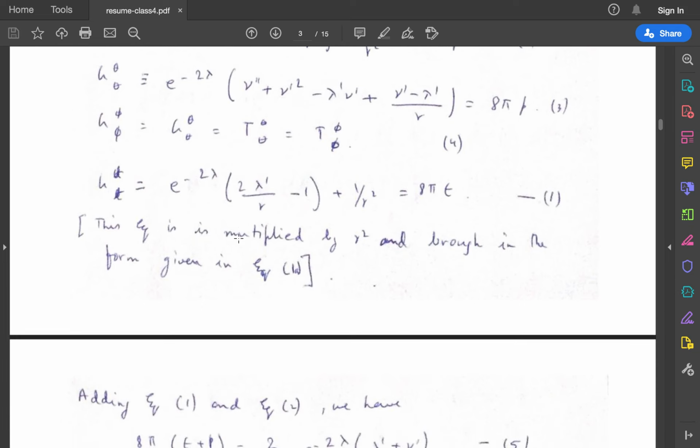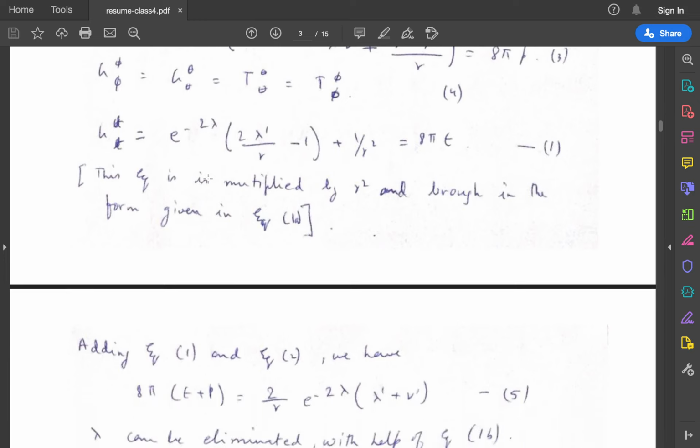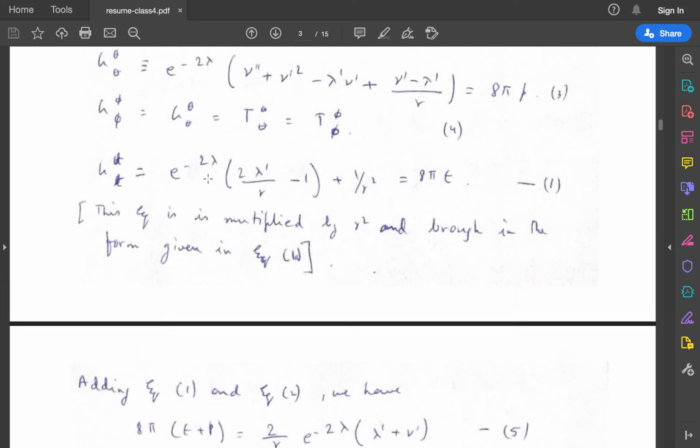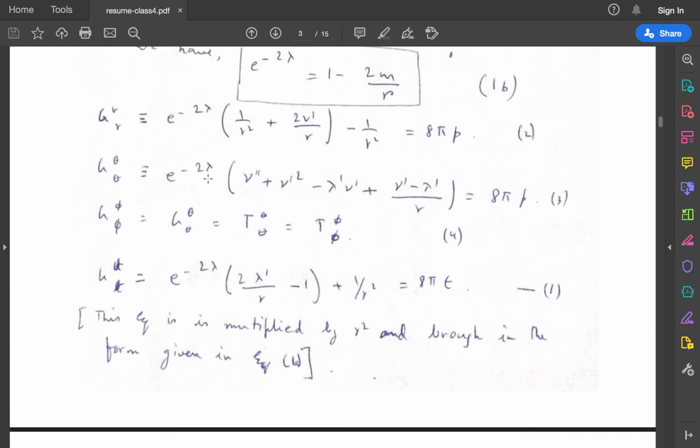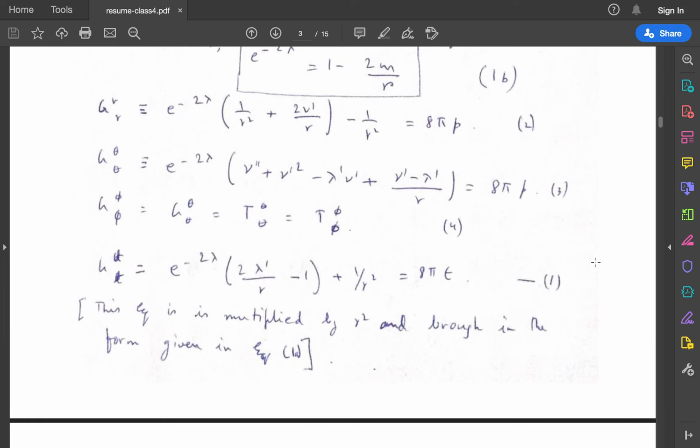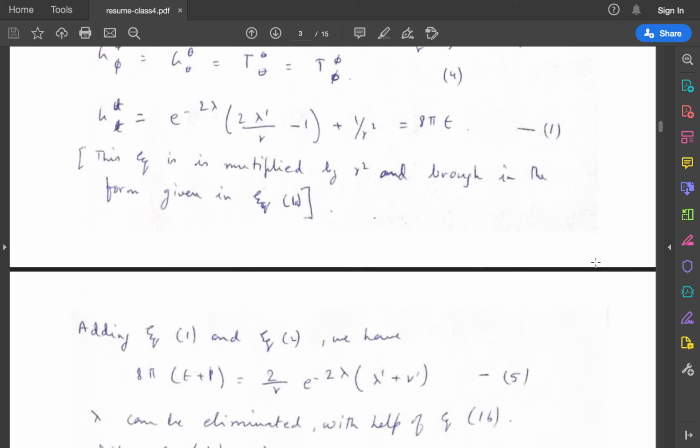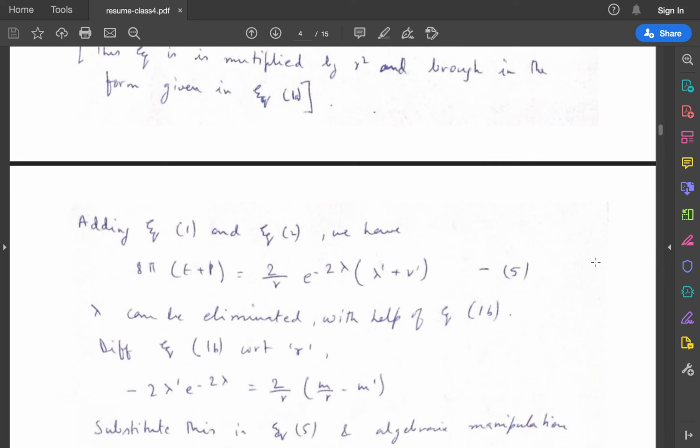Let us take this equation, multiply it by r square and bring it into the form of equation 1a. This is the equation which you have solved for e to the minus twice lambda. To find the other unknowns, which are mu, and to see how the pressure evolves, we have to do some more work.